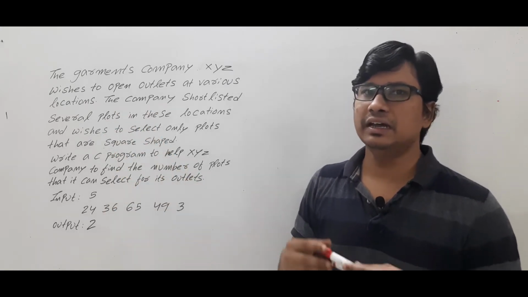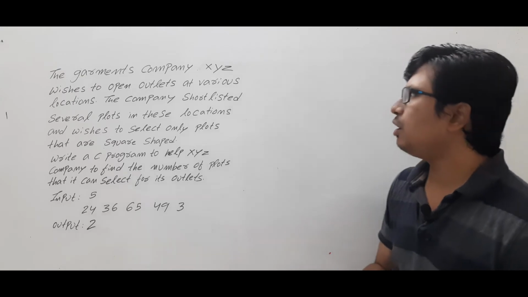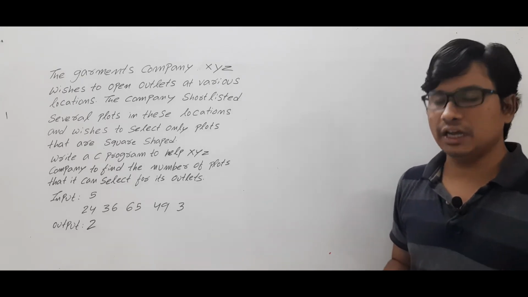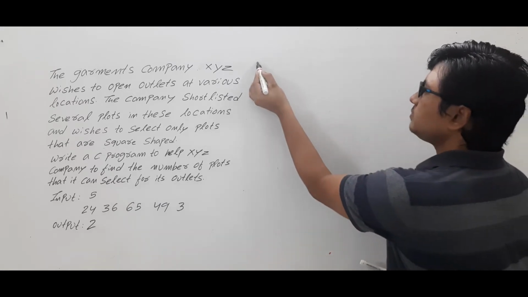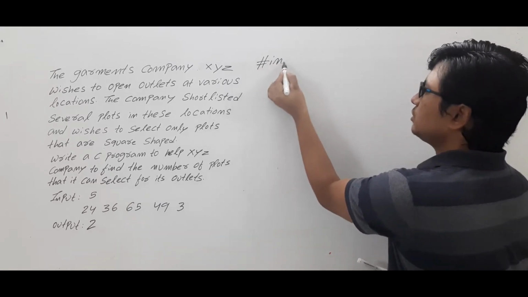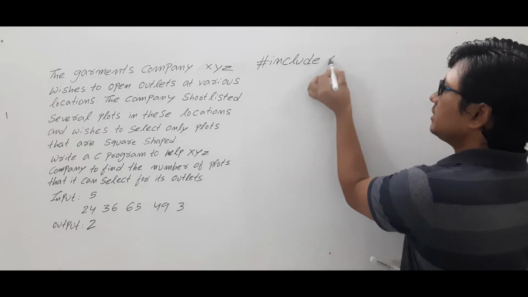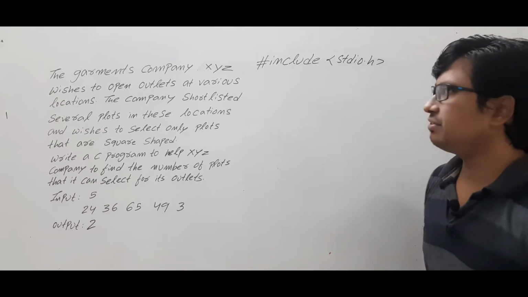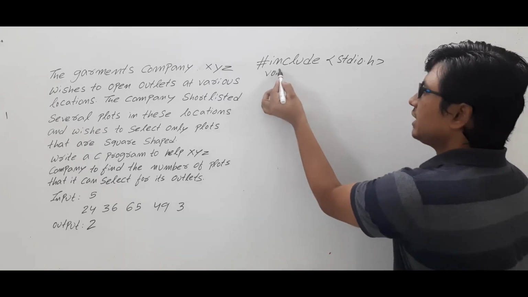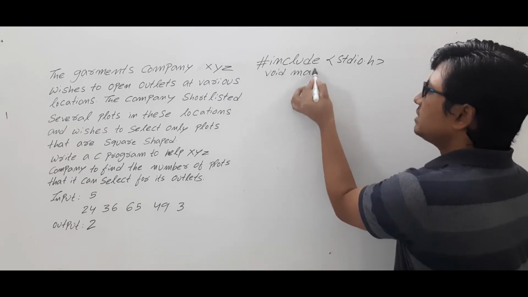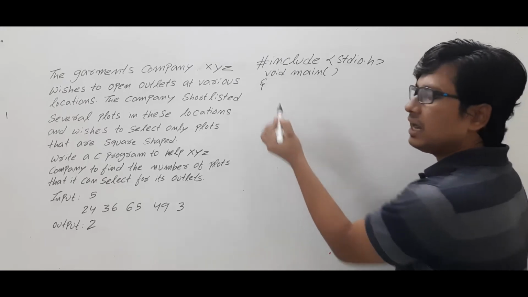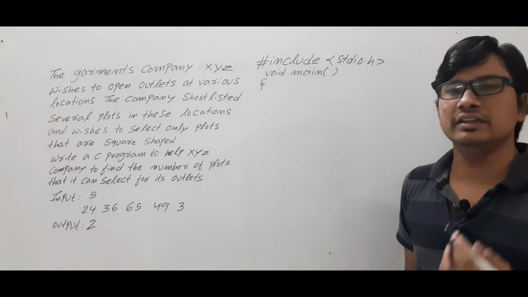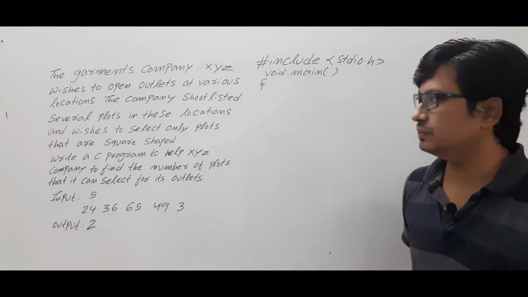Now let me write the solution for you. How can I write? First I need to include the header file called stdio.h. Okay. So hash include stdio.h, which is a standard input output header file, and we have to write void main. Main is a predefined function and every function will have a return type. If you specify the void here, the function does not return any value.